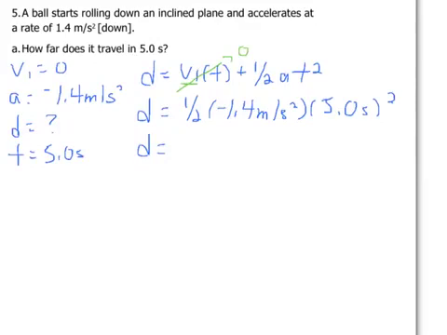We calculate our value, and our calculator tells us it's negative 17.5 meters. Rounding for sig digs and putting in directions, our final answer is 18 meters down.